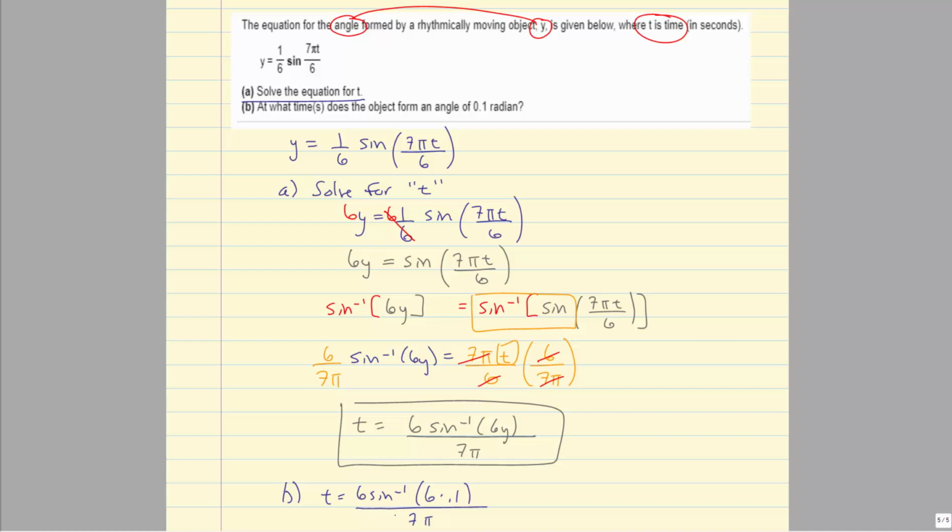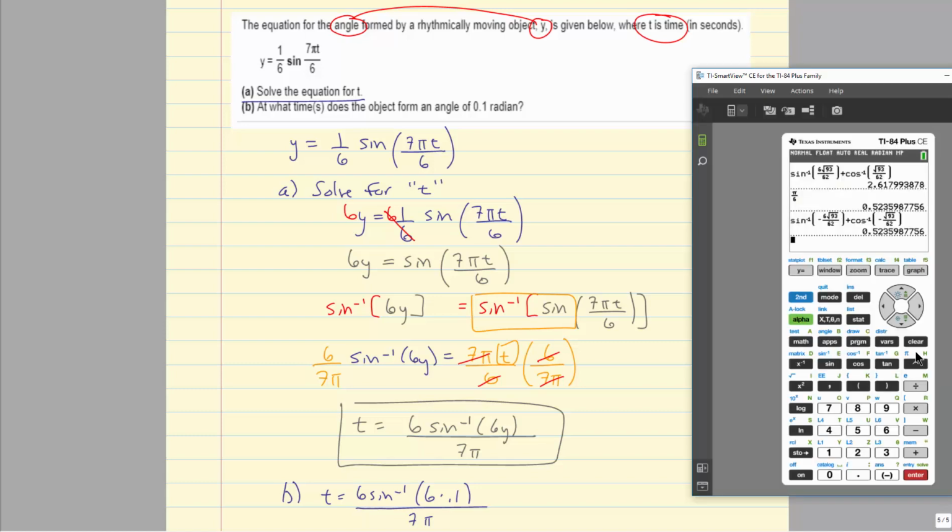So let's go ahead and plug this into the calculator, and we have to be pretty specific about how we plug this in. We want to use that fraction key if you have it. So this would be 6 inverse sine or arc sine, 6 times 0.1, which would be 0.6. So you can either put in the 0.6 or 6 times 0.1, either one. Just don't put in 6.1, that's not correct. Divided by 7 pi.